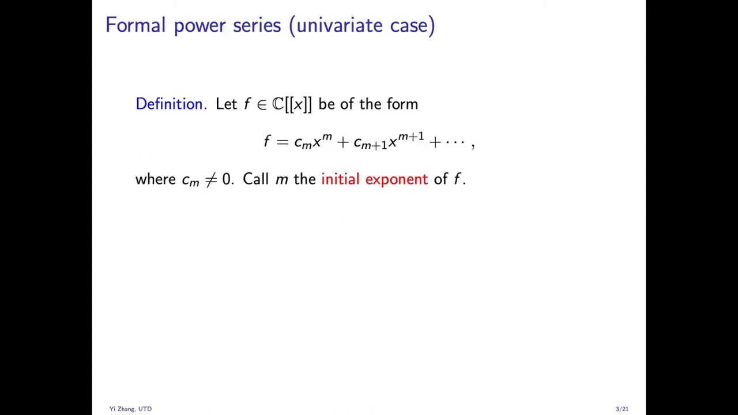I also want to introduce formal power series in the univariate case. So a formal power series is a series in this form. Here, the lowest exponent with non-zero coefficient is called the initial exponent of the formal power series.